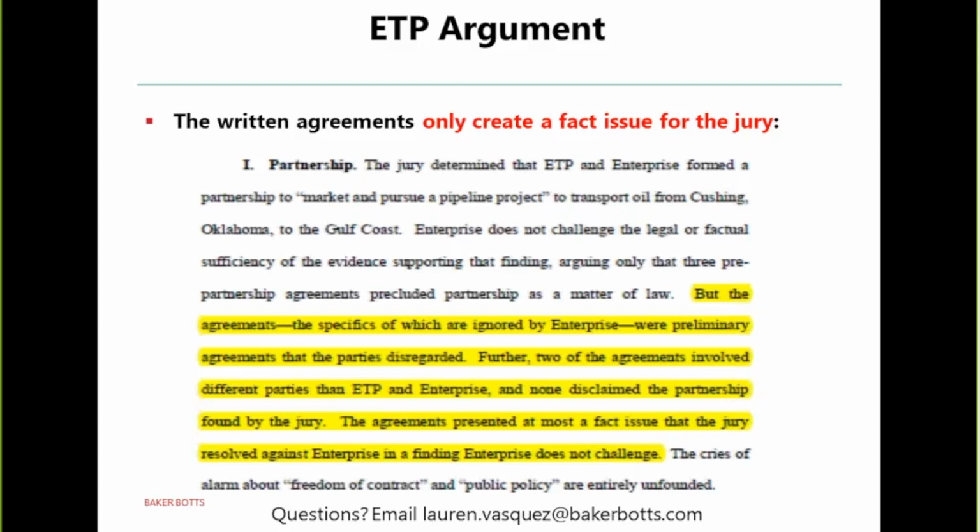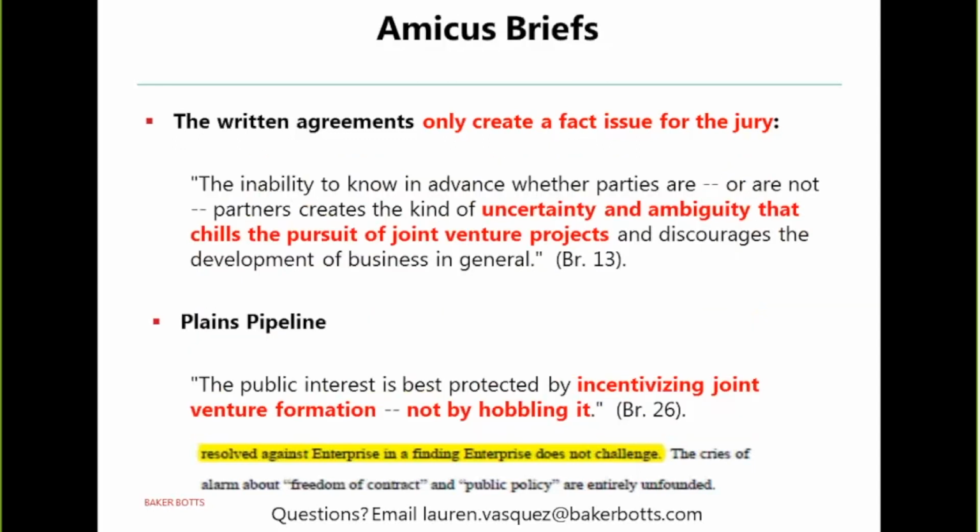ETP also focused on the fact that the term sheet did not have a no oral modification clause. And so they say if you look at the five-factor test, there is overwhelming evidence of partnership through the parties' actions. So you see through these two briefs that the parties take very different views of not only what issues should go to partnership formation, but who should resolve the question of partnership formation.